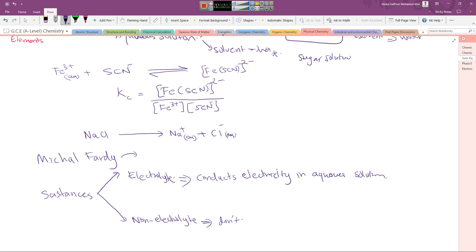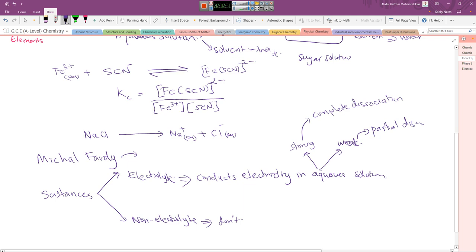Again, he classified electrolytes into two components. First one is strong electrolyte, and weak electrolytes. Strong electrolytes are the substances that undergo complete dissociation, right? So here, strong electrolytes are the substances that undergo complete dissociation, and weak electrolytes are the substances that undergo partial dissociation.